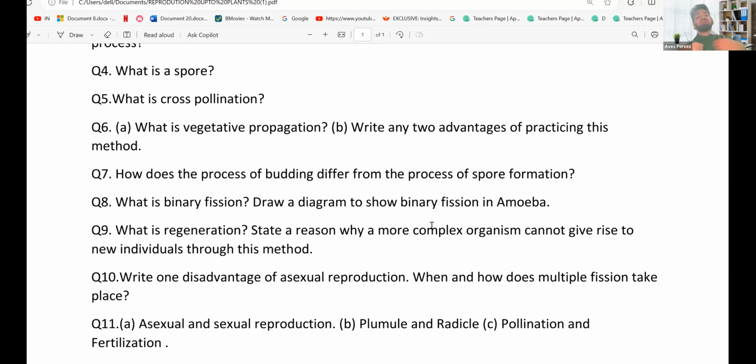But if our plants already have very good characteristics and we don't want to change them, if it bears very good quality of fruits, if it can withstand low availability of water and high temperature, and it does not easily get diseased, and we want thousands of copies of that plant, the whole garden with the same characteristics, then we do vegetative propagation. So vegetative propagation is used for getting plants with the same characteristics.